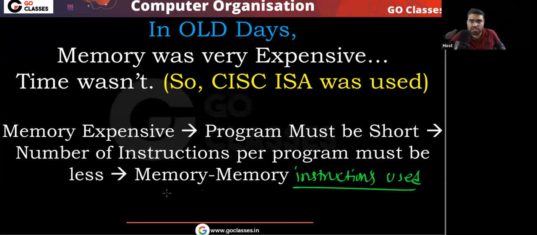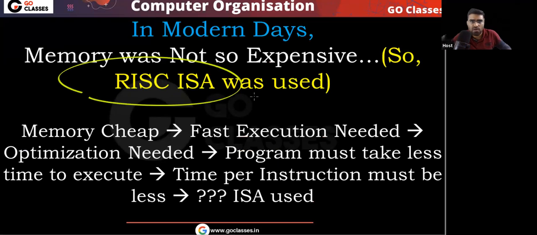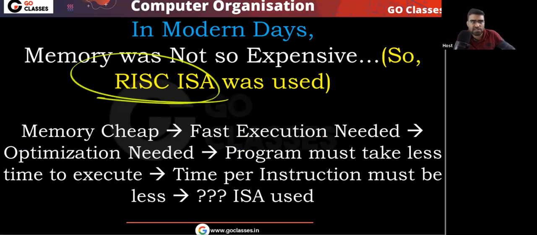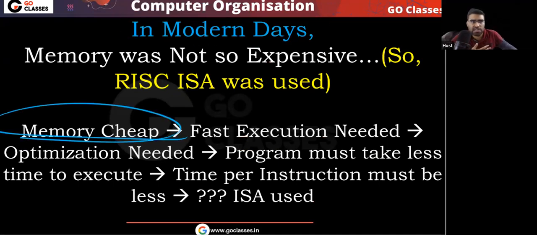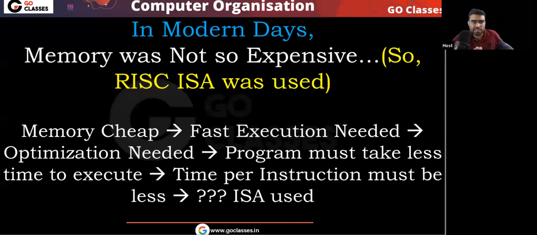Is this understood? Please tell me. And what about RISC? The focus of RISC is on minimizing the execution time. Agree with me? Because in modern days, memory is cheap. Yes or no? Time is expensive. Memory is cheap, so you can put a large program. Your program can be very big. You can write a 1,000-line program, a 1,00,000-line program.